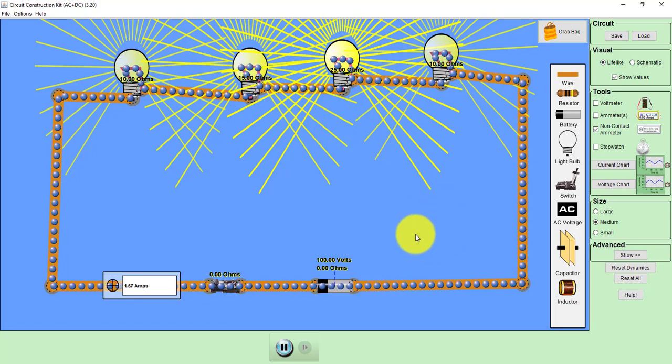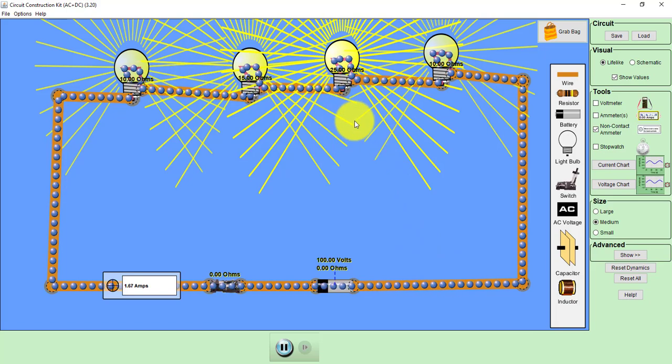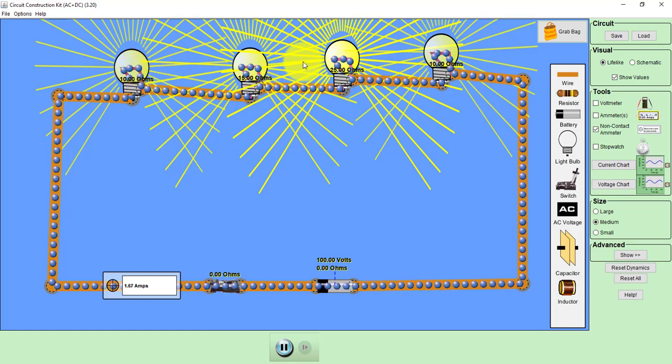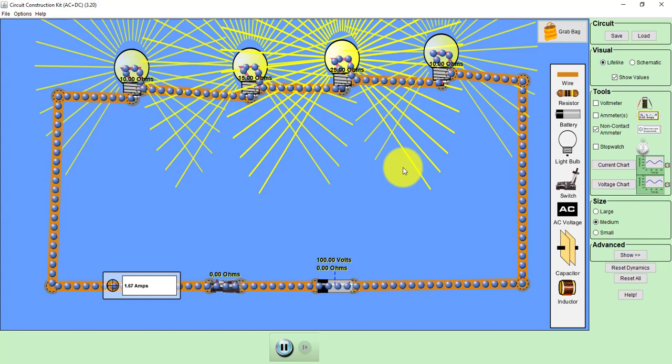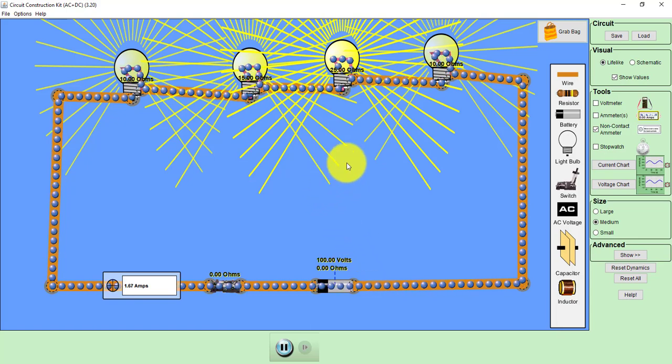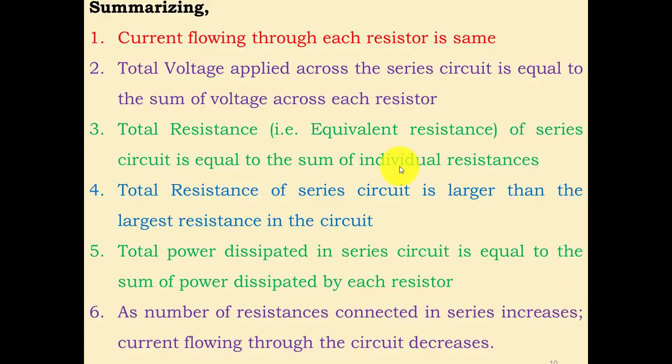Now, one important thing, if you observe here, this particular explanation is valid independent of number of resistors. So if you connect 3 resistors, 4 resistors, or any number of resistors, 2 resistors or more than that, then this explanation is also valid. One more thing is that, just for example, I am taking a DC system. Even if you take the AC system, then also all these characteristics will be valid. So summarizing, current flowing through each resistor is same. Second, total voltage applied across series circuit is equal to the sum of voltage across each resistor.